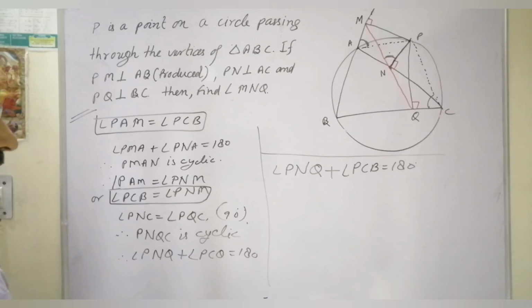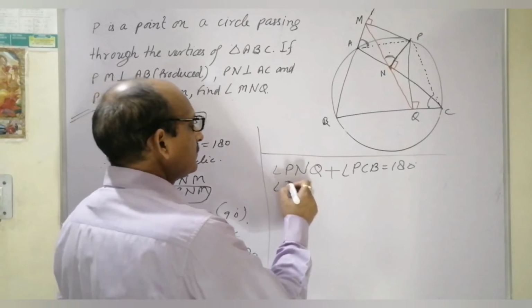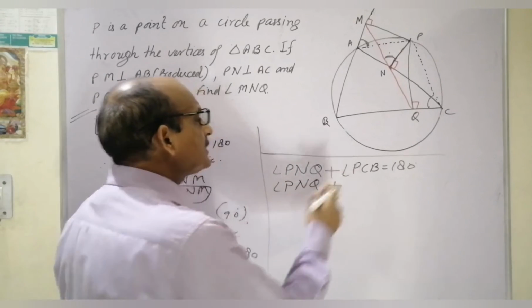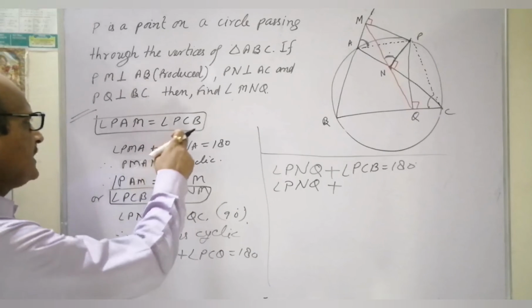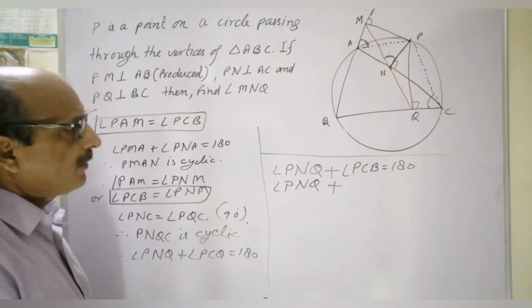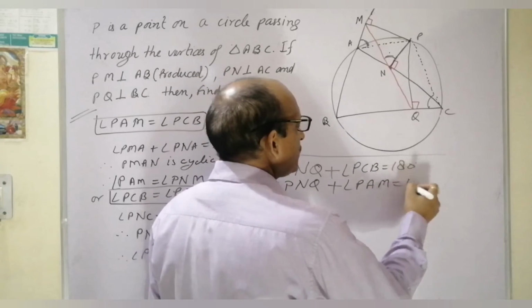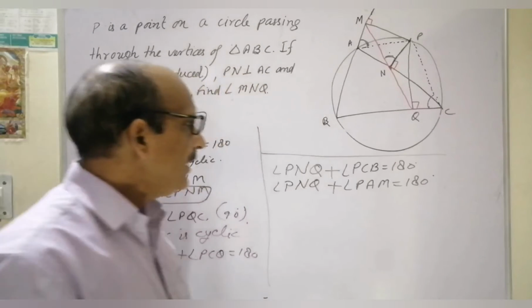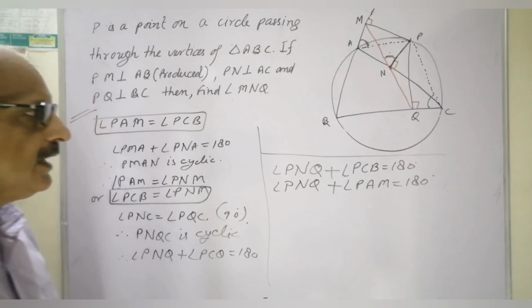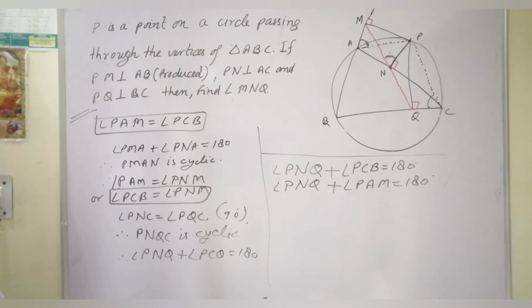Now PNQ plus, what is PCB? PCB can be seen here, it is equal to angle PAM, that is equal to 180 degrees. PNQ plus PAM is equal to 180 degrees.